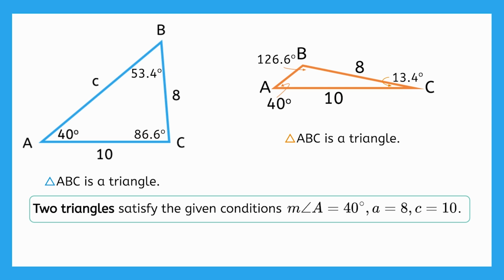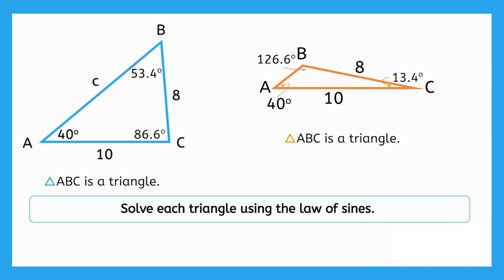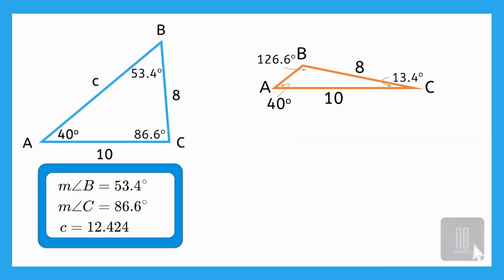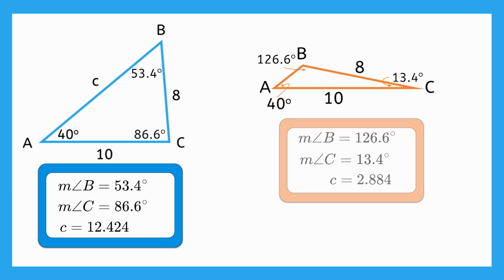We can finish this problem using the law of sines to solve both triangles separately. Pause the video and do that now. In the blue triangle, angle B is 53.4 degrees, angle C is 86.6 degrees, and side C equals 12.424. In the orange triangle, angle B is 126.6 degrees, angle C is 13.4 degrees, and side C is 2.884.